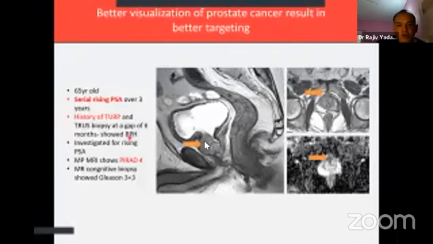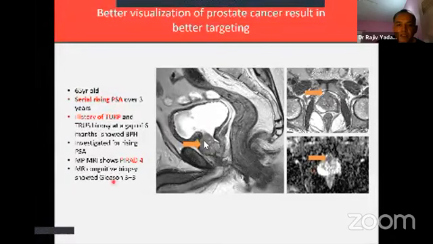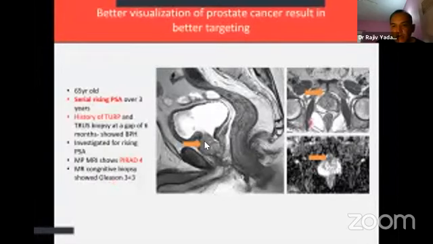so what we saw is the tumor is sitting all anterior. And obviously, this was missed while doing a TURP. You can see the TURP channel here. The TURP was done. The tumor is sitting anteriorly on the axial scan, all anterior. Normal peripheral zone on this side.